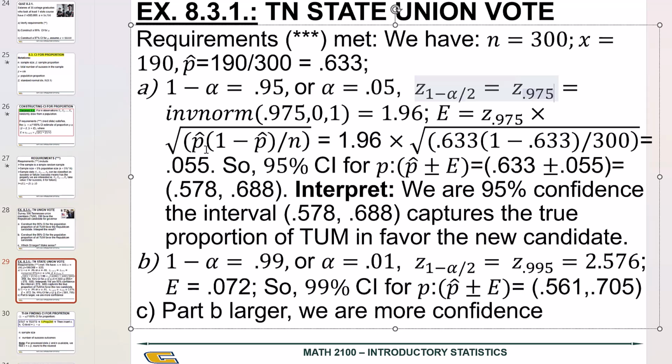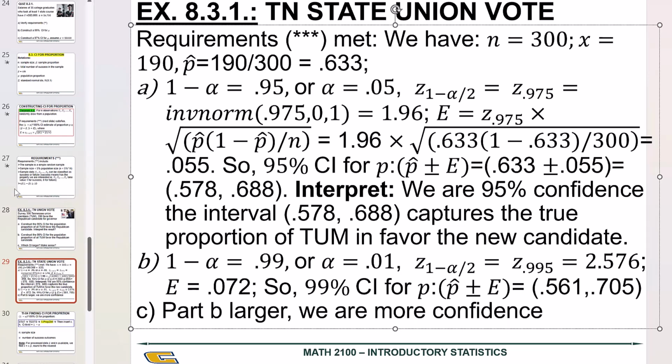And remember, it is the square root of the whole thing. A lot of times I see you make the mistake of putting the n outside, and it will cause an error in the calculation of E, which means it gives you an error for the whole calculation if you do it manually. So in this case, you get an error of 0.055, and from that you can get this interval: 0.578 to 0.688. So the interpretation here is that we are 95% confident that this interval from 0.578 to 0.688 captures the true proportion of TUM in favor of the candidate.